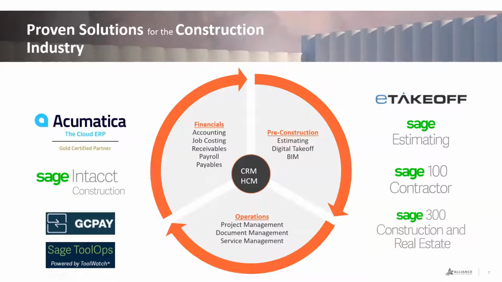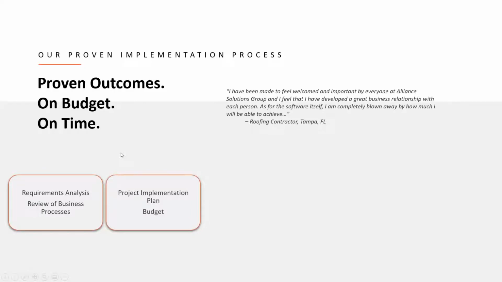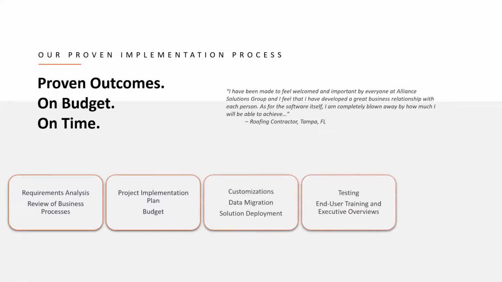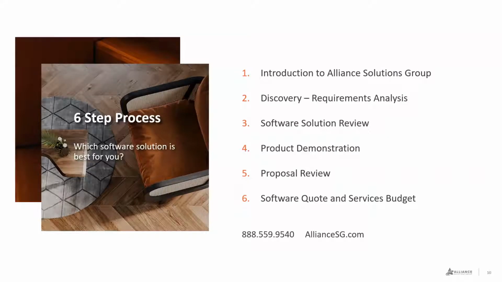We'll keep going here. Our proven implementation process is what makes us very successful: working through the analysis, the plan, customization, data migration, testing, and user training, and then we have a go live process. That's why people are really partnering with us, because of our expertise. The consultants we have are typically local. We use proven solutions, and our implementation process is really something that we go through. We use a 6-step process with any new prospect so we can move you from talking about your requirements to live. And so this is how we do that.